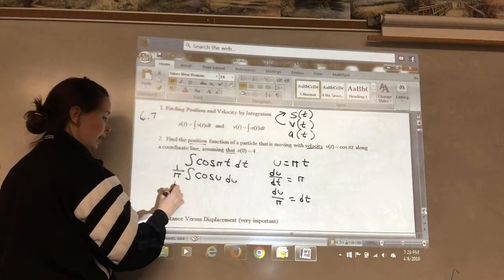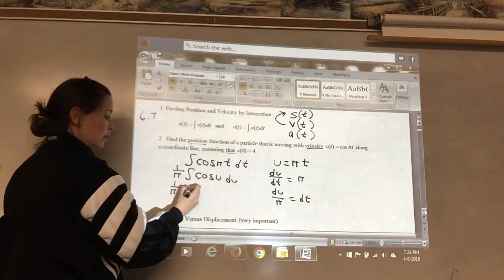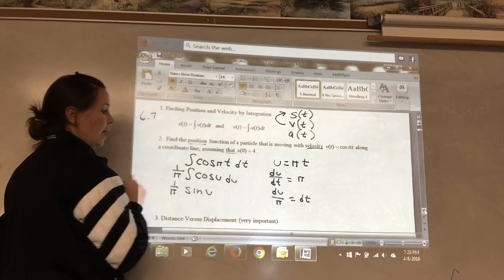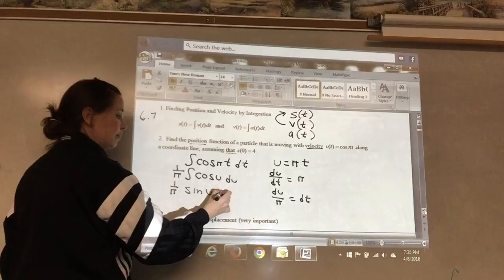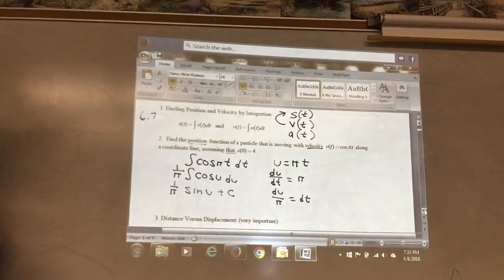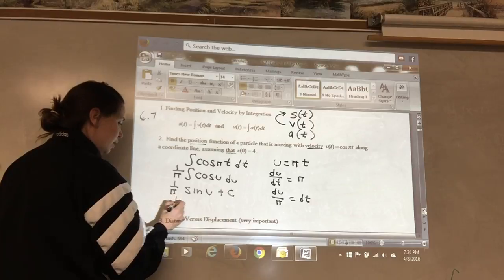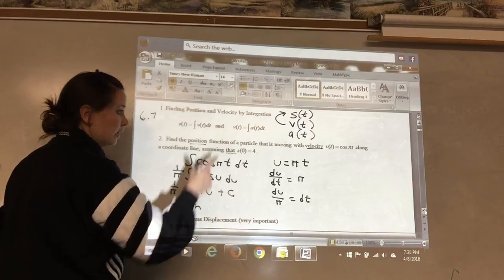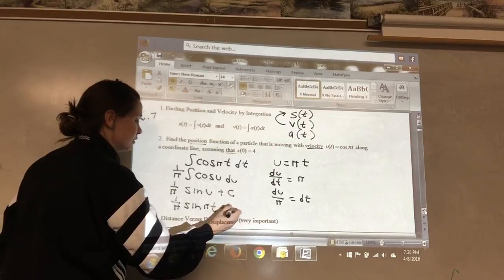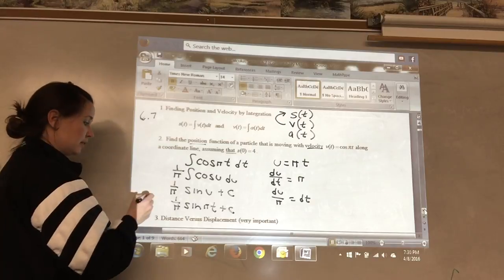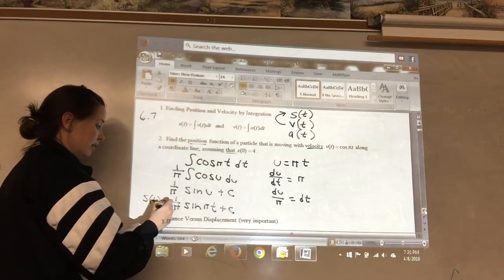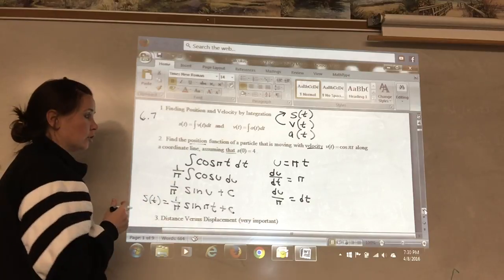Now I'm going to integrate. So the integral of cosine we all know is the sine of u. And then since this does not have a lower and upper bound, I need to put a plus c. Okay, so hopefully you're following that just fine. And then at this point, I'm going to take the u back out of my problem. So let's put 1 over pi sine of pi t plus c. Okay, so what we found here is going to be the position function, so I'm going to write s of t here. This is the integral of the velocity function.